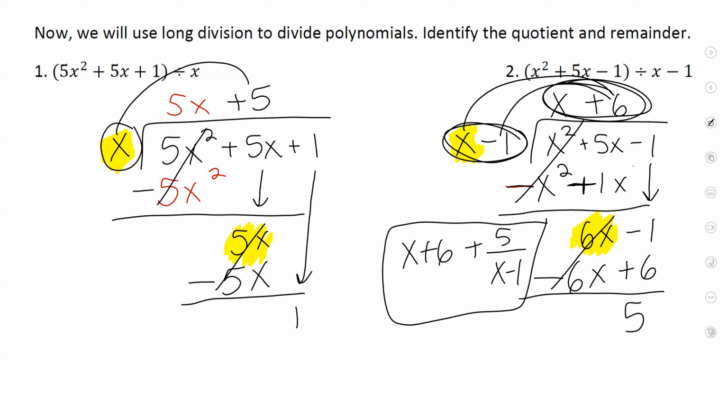Let's go ahead and label the different parts of our answer. This part right here is called the quotient. A quotient is an answer to a division problem. And this part is the remainder.